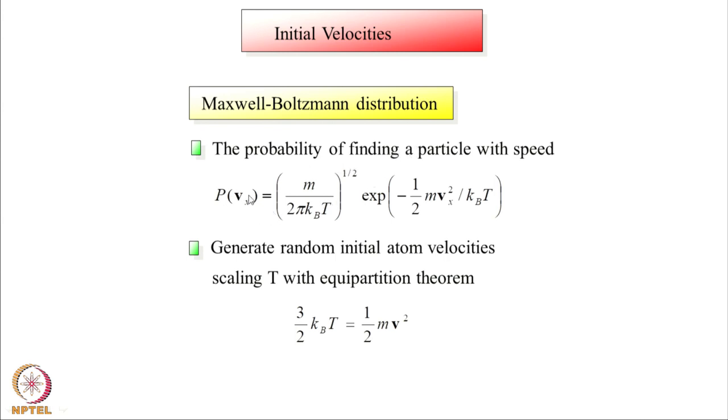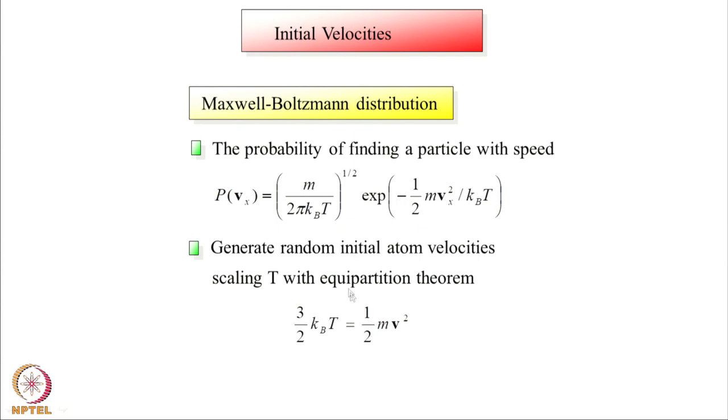So, I determine the velocities in this manner using Gaussian random numbers, and once I obtain these velocities, I determine the temperature from those velocities. How do I determine the temperature? You know that when I take the average of the kinetic energy, the average kinetic energy is nothing but 3 by 2 kT. That is the equipartition theorem.